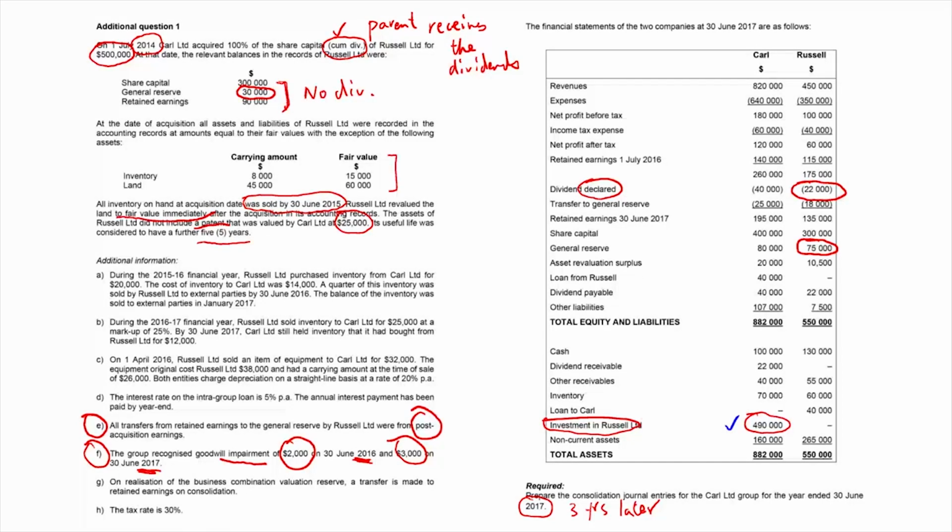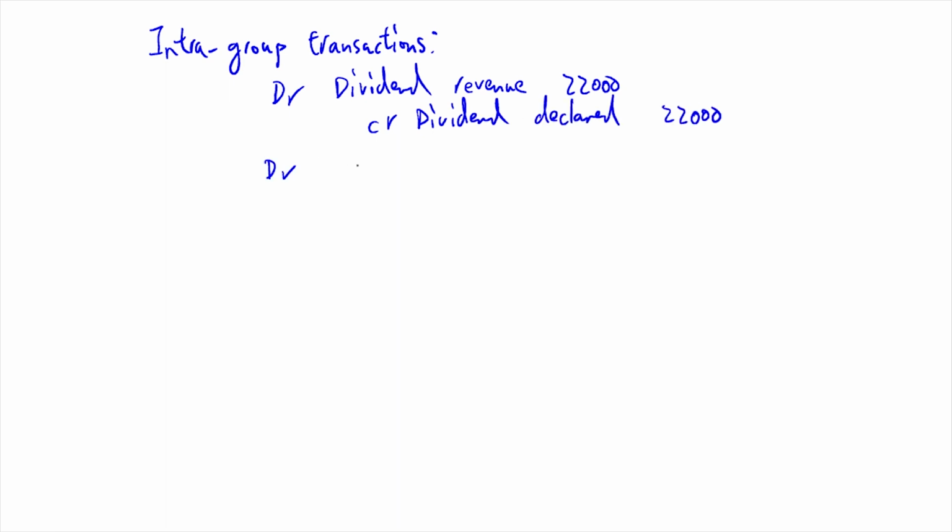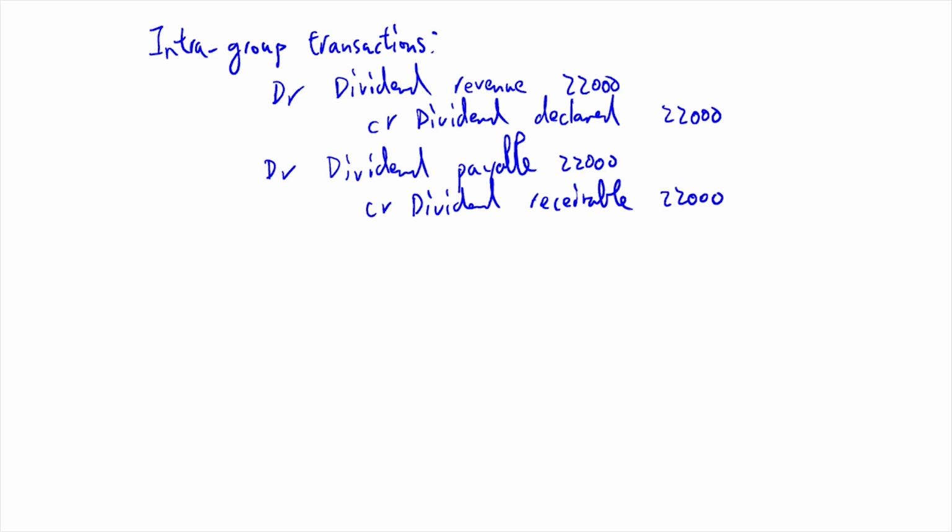So we're going to write down this journal. We're going to debit dividend revenue for 22,000. And then we're going to credit dividend declared for 22,000. And because it is a declared dividend, we also need to recognize the payable and receivable. So that will be the journal for declared dividend. That will be the first one that I do. After that, I would then follow the order of the additional information from the question, and then we'll work through the individual intragroup transactions one by one.